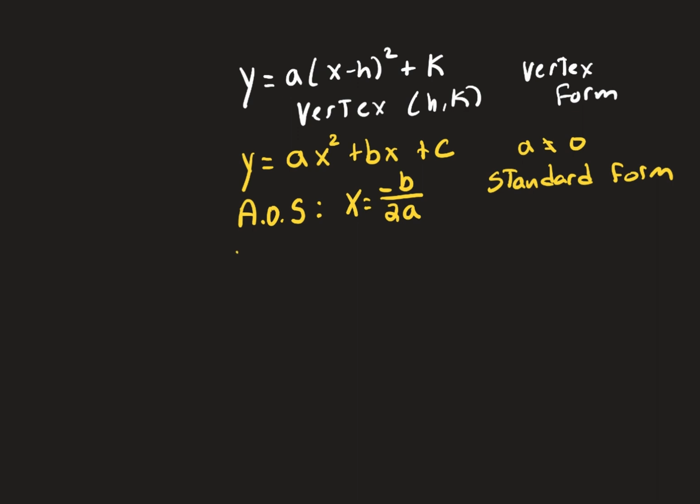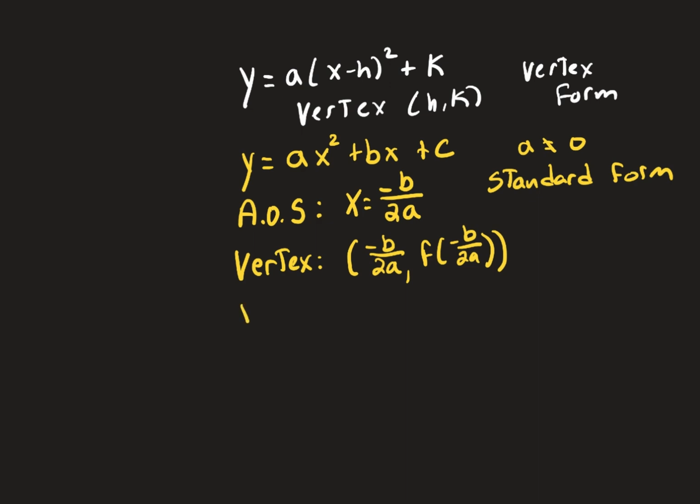The next thing we're going to find is the vertex. The vertex in this case is going to have the value of our axis of symmetry as its x value. And then we can evaluate that to find our y value. And we'll talk about what that means here in just a little bit. It looks complicated, but it's not too bad.